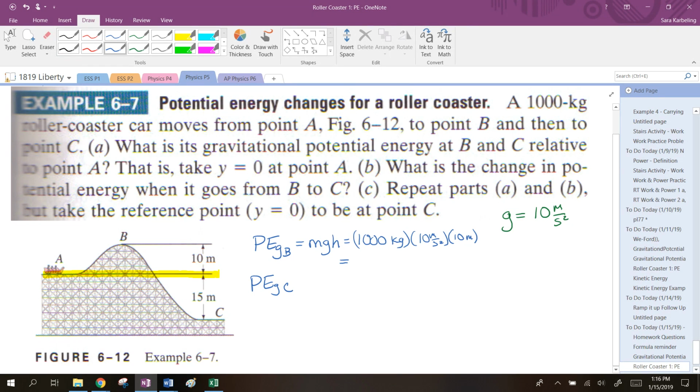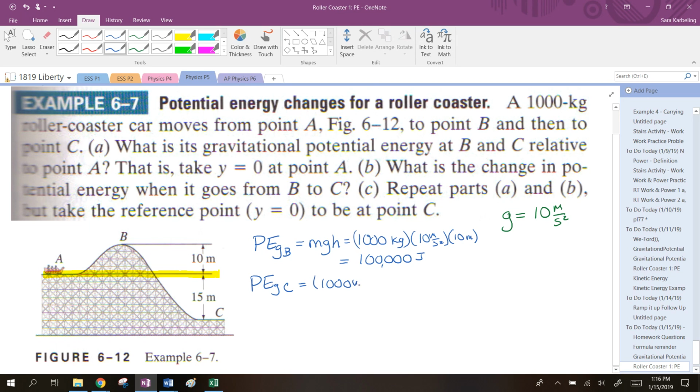What's the gravitational potential energy at B, friends? Can we multiply by tens a bunch? Is it 100,000 joules? There are going to be 1, 2, 3, 4, 5 zeros. 100,000 joules. Yeah, look at that. 100,000 joules of potential energy. Boom. How about at C?